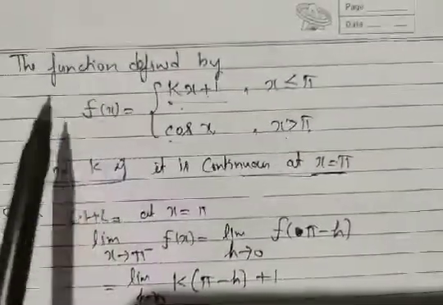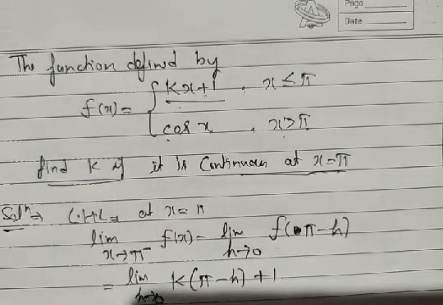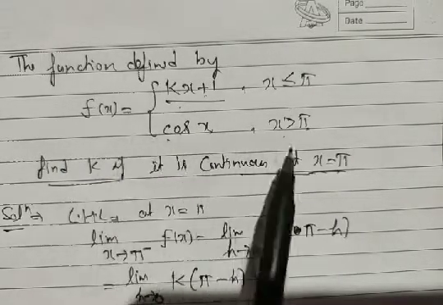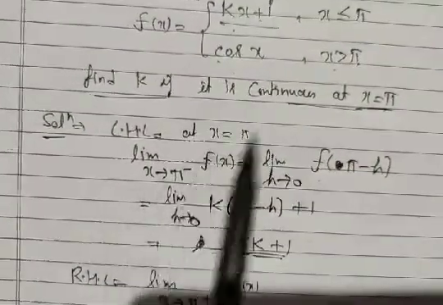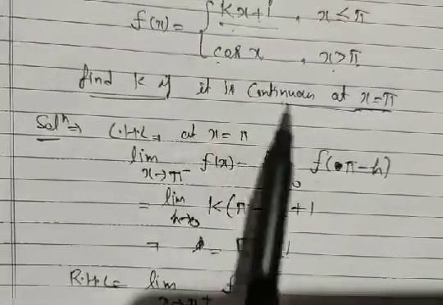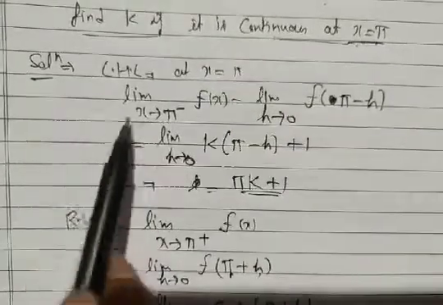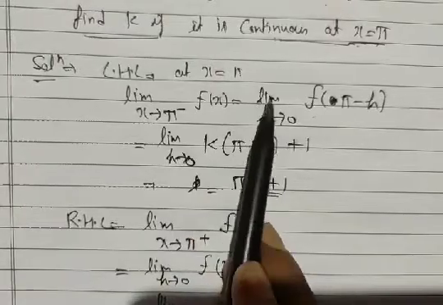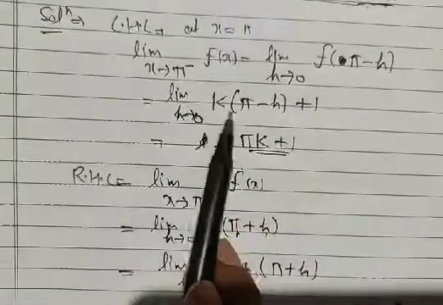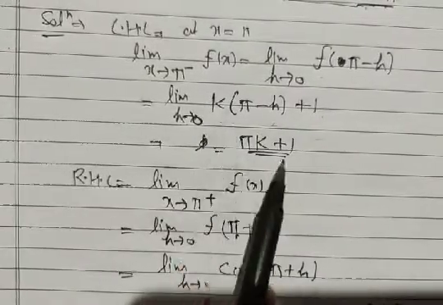Again I'm going to revise that. In the question, the function is defined by f(x) equal to kx plus 1 when x is less than or equal to pi, and cos x when x is greater than pi. We have to find the value of k. If it is continuous at x equal to pi, we find its left hand limit and right hand limit at x equal to pi. To find the left hand limit, we start with limit x tends to pi minus f(x), then change this to arbitrary h, limit h tends to 0 f(pi minus h), putting k(pi minus h) plus 1. Its limiting value when h tends to 0 is pi k plus 1.